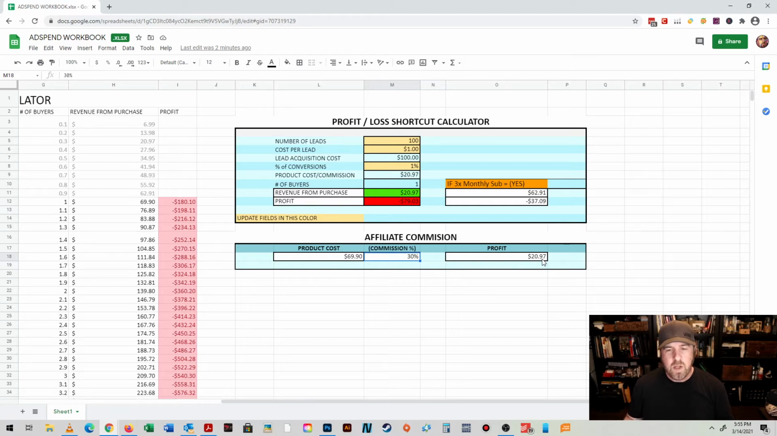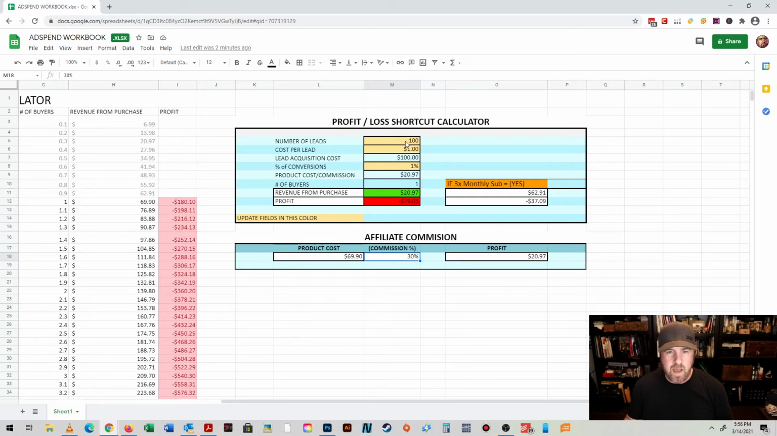All right. And really quick, let me just pause for a moment and explain how this is set up. This is designed with these three columns that are highlighted in yellow that you can go ahead and change. The other ones are automatic. You don't really need to adjust those. So again, this is set up in the same way that I set up this left-hand side here. It's just based on the number of leads, the cost per lead, and your percent of conversions.